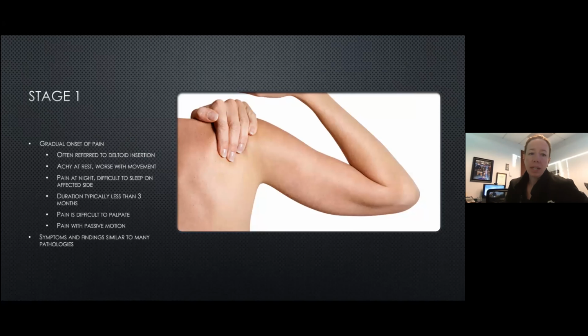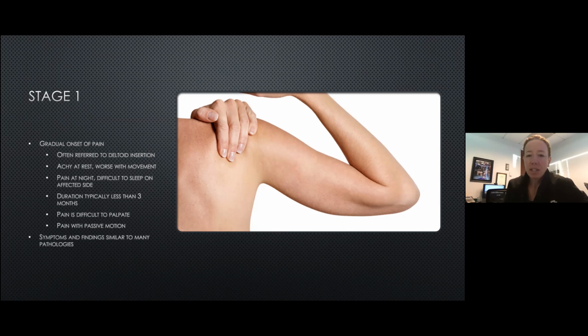So stage 1 is really kind of a gradual onset of pain. People will just tell you it started to hurt or ache. It's often referred to the deltoid insertion. It's usually achy at rest, but can be worse with movement. Oftentimes pain at night. It's hard to sleep on that side. Usually it's limited in duration. Typically when you're in this stage, it's less than 3 months, although that varies quite a bit. Pain is difficult to palpate, and they have pain with passive motion.